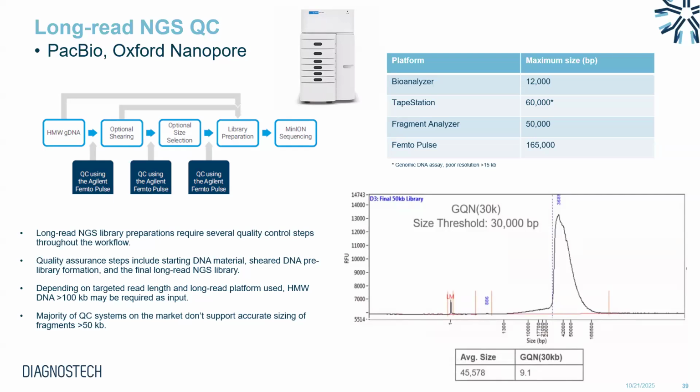So this is quite crucial for evaluating the quality of long-read sequencing libraries and predicting the average read length in these long-read libraries. The femtopulse system can be utilized throughout the workflow to determine the integrity and average smear size of the input gDNA or sheared DNA, and then the size selected sheared gDNA.